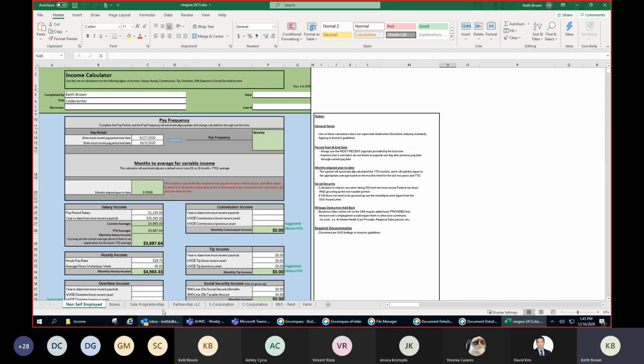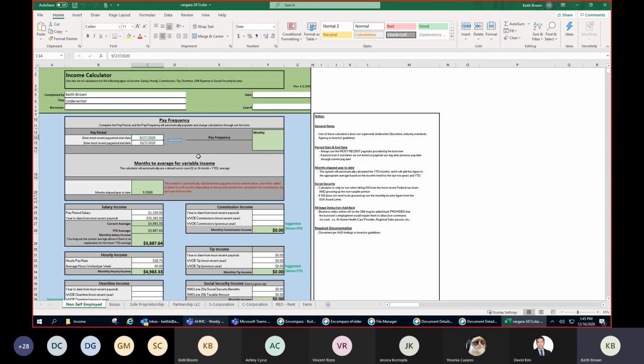You just go there. We're just going to deal with the non-self-employed, which is hourly or variable, hourly or salary. Now, it's very, very straightforward. You can fill in this if you want, but the most important things are right here. So what you do is fill in from your pay stub the most recent start date and most recent period end date, and it will pop up here whether it's weekly, biweekly, or monthly.